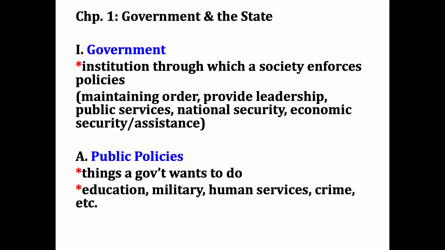Government and the state. So this is our bare bones definition of government. It's an institution that protects society. It serves society. In parentheses there, you see all kinds of different examples of things that it does: maintaining order, providing different services, whether that might be social services or healthcare for the elderly. We also have our elected leadership.